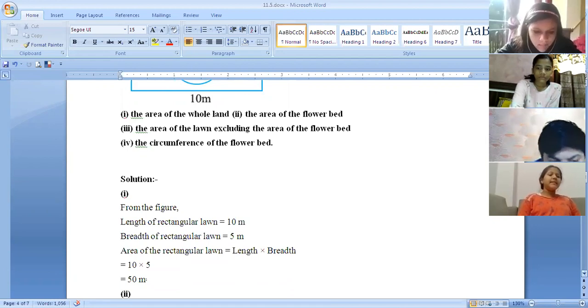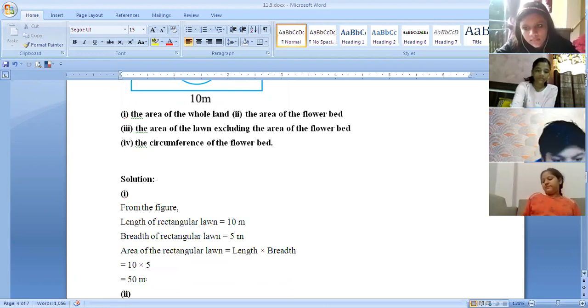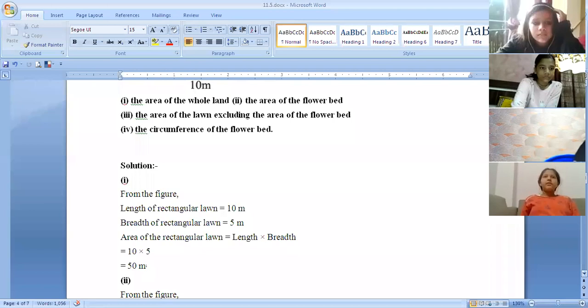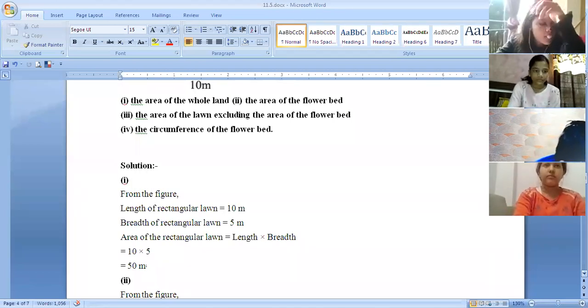Now, in the second part, they are asking about the area of the flower bed. If we are going to find out the area of a flower bed, that means we have to find out the area of a circle. The formula of area of a circle is, what is the formula of area of a circle, children?